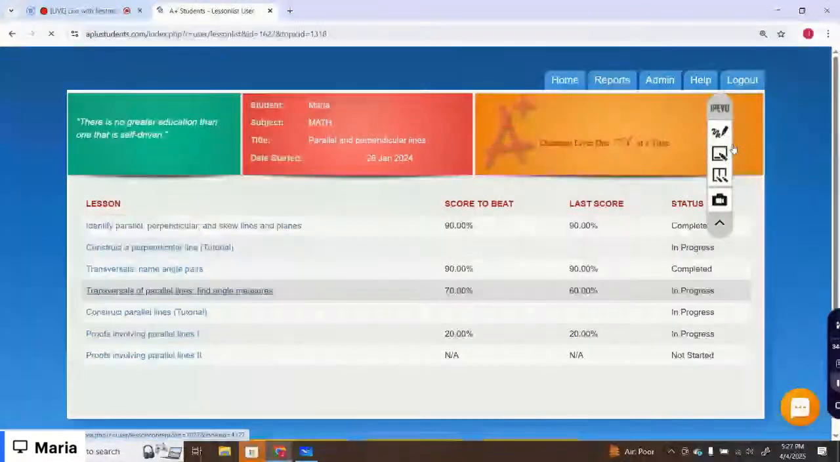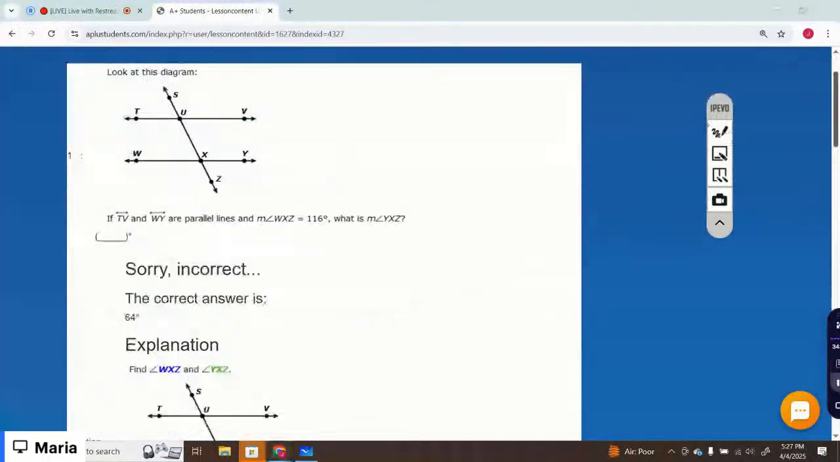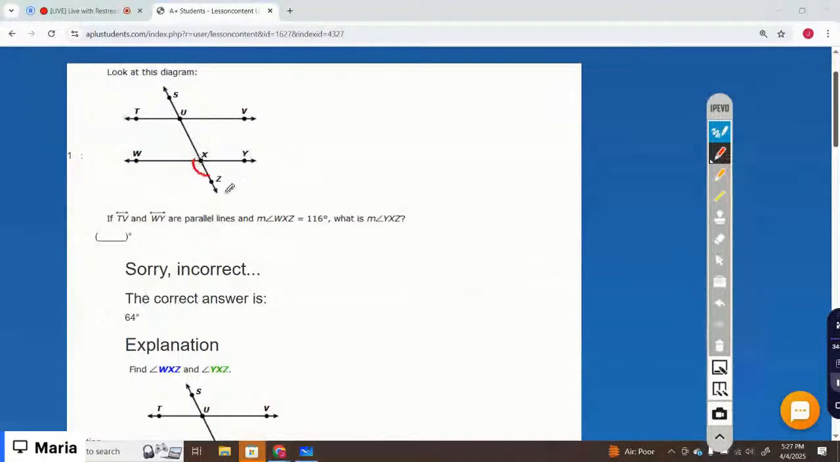Transversals of parallel lines. Look at this diagram. If TV and WY are parallel lines and the measurement of angle WXZ is 116, what is YXZ? You need to find the measurement of this angle.